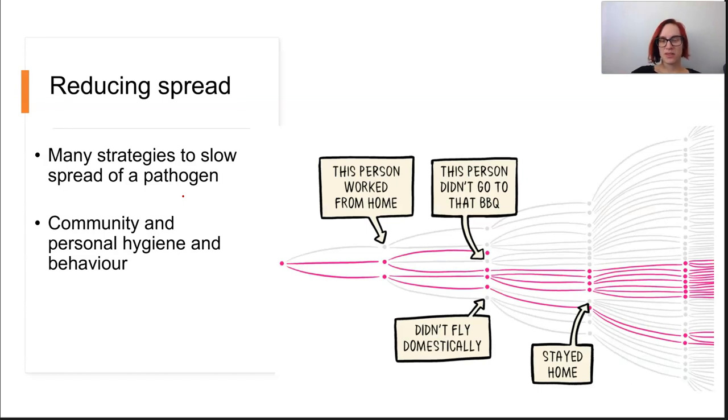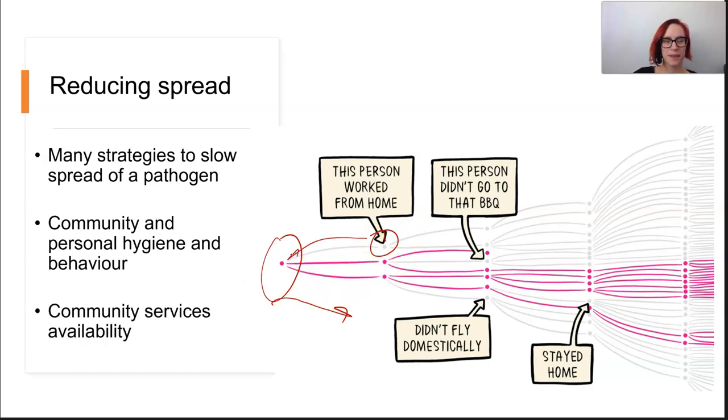And all of that behaviour and all those things are going to very much influence whether this, say, R0 of 3 is actually going to keep going. If this person doesn't go to work, they're not going to run into this person, and the spread can be contained. Also really important to think about the community services available.